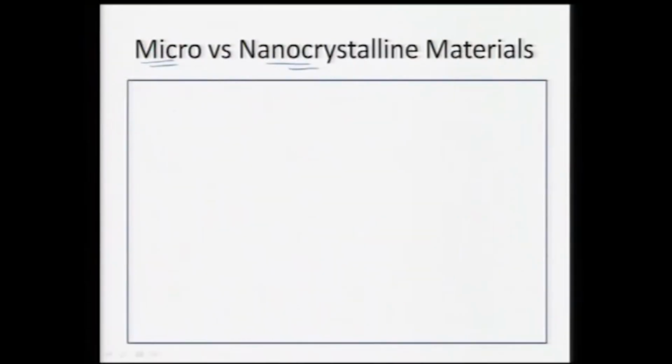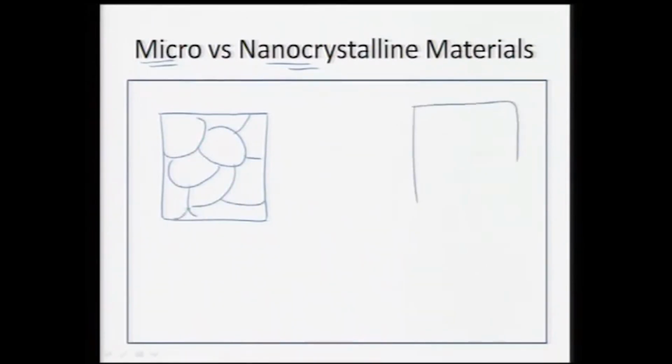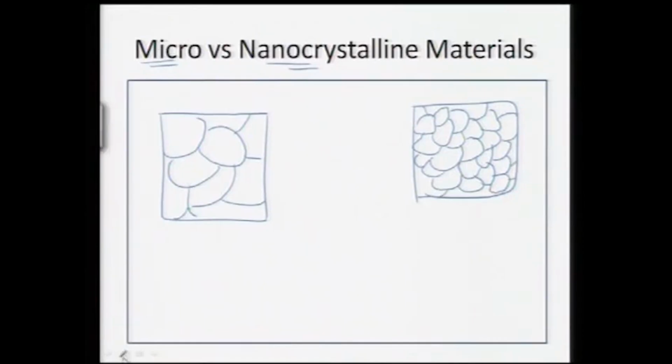So, that is what we just saw in the micro versus nanocrystalline material. So, we can see that in a micro grain material we have much bigger grains, whereas in nanocrystalline material we have very fine grains. So, that part we already observed, that in the case of nanocrystalline material, the crack has to take a very tortuous path. So, in turn it can provide very high resistance to the crack path.